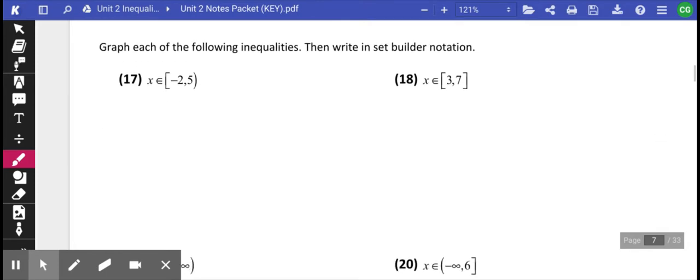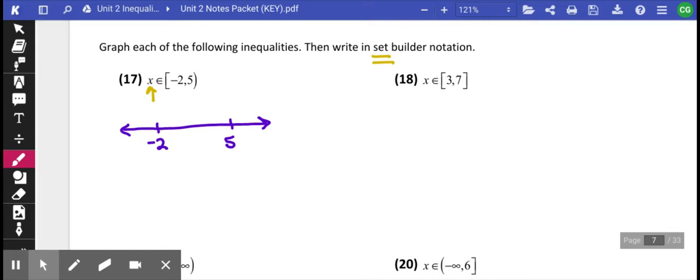And now we're going to do the opposite. So this time we are given the interval notation and we want to write this in set notation. So let's graph this on a number line first. I'm going from -2 all the way to 5.